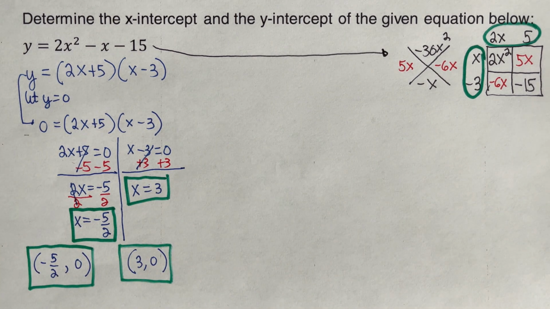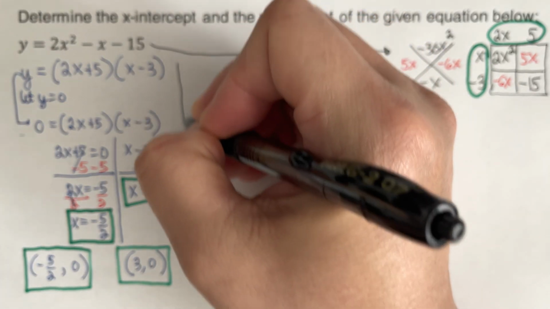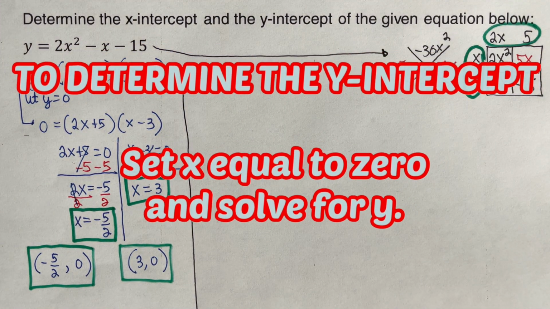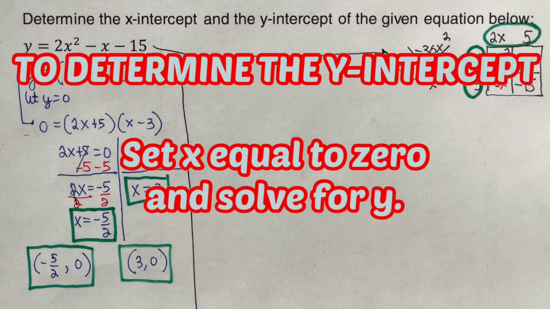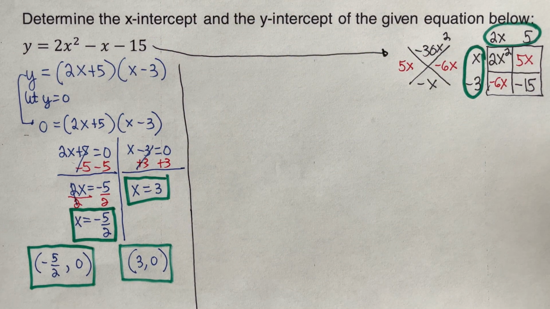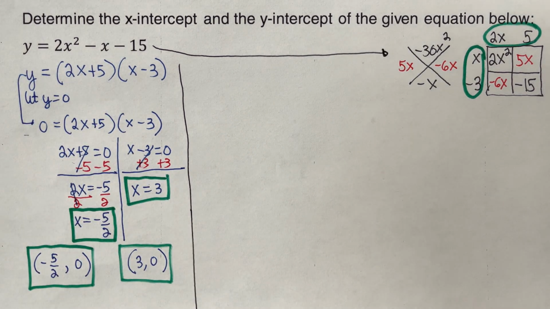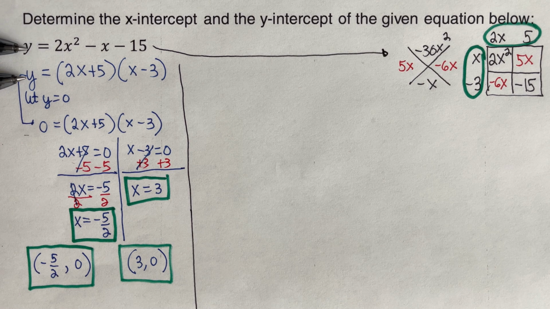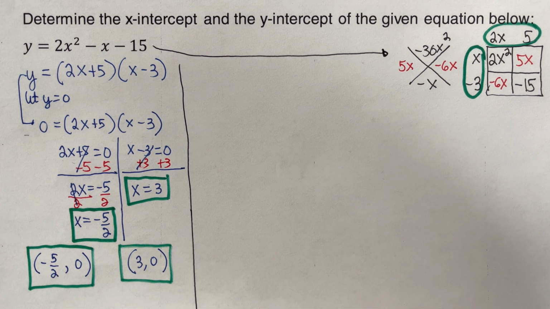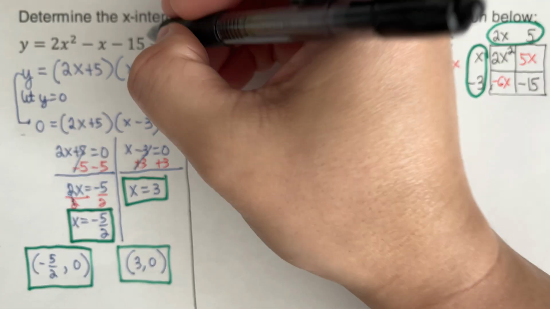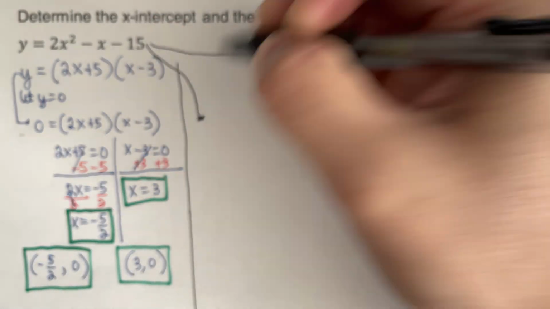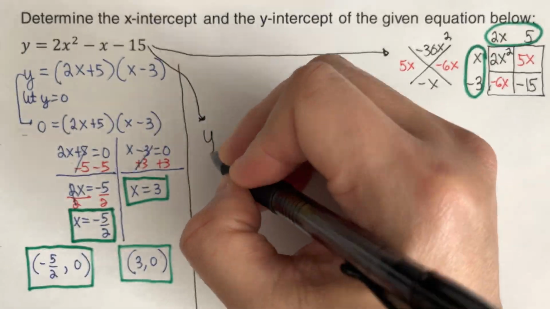Now we're ready to move on to determining the y-intercept. To determine the y-intercept, we remember that we set x equal to 0 and solve for y. We can use either of these two equations that we have here. These two are equivalent equations. This one is in general form and this one is in factored form. It doesn't matter which one we use to determine the y-intercept, so we can just use the first equation that we have right here, and I'm going to show the work on the side.